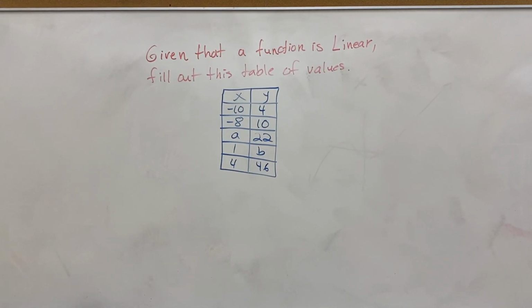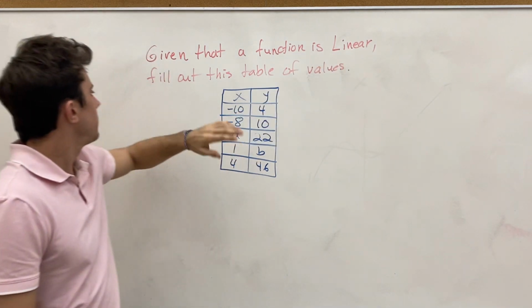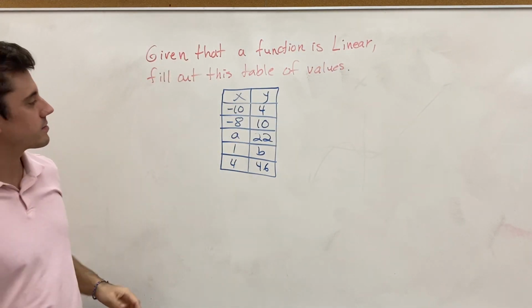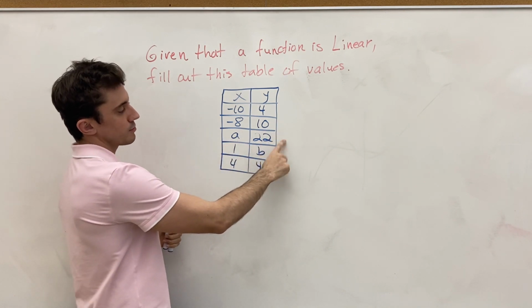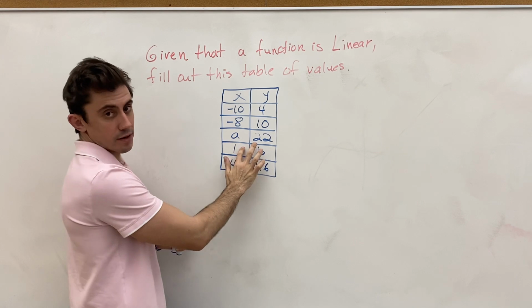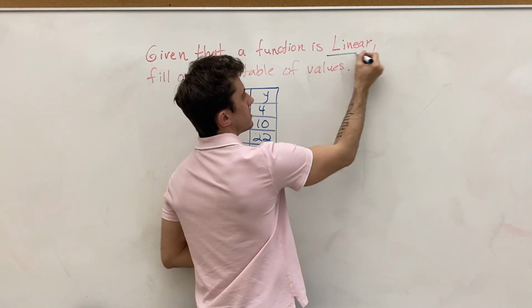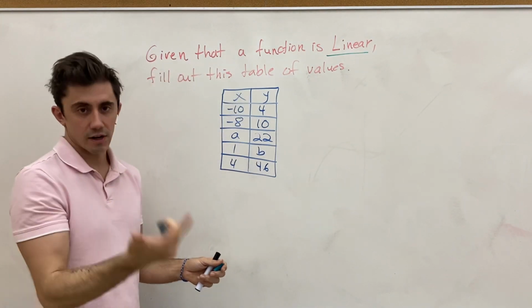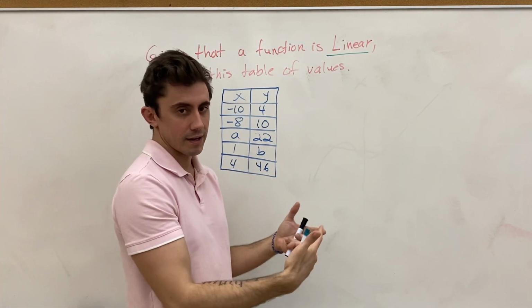Good afternoon, everyone. Today we're told that some function is linear, and we're asked to fill out this table of values. So the only values we're missing is the x-coordinate when y is 22, and then the y-coordinate when x is 1, okay? So because we are told that our function is linear, that means that a constant change in x results in a constant change in y, right?